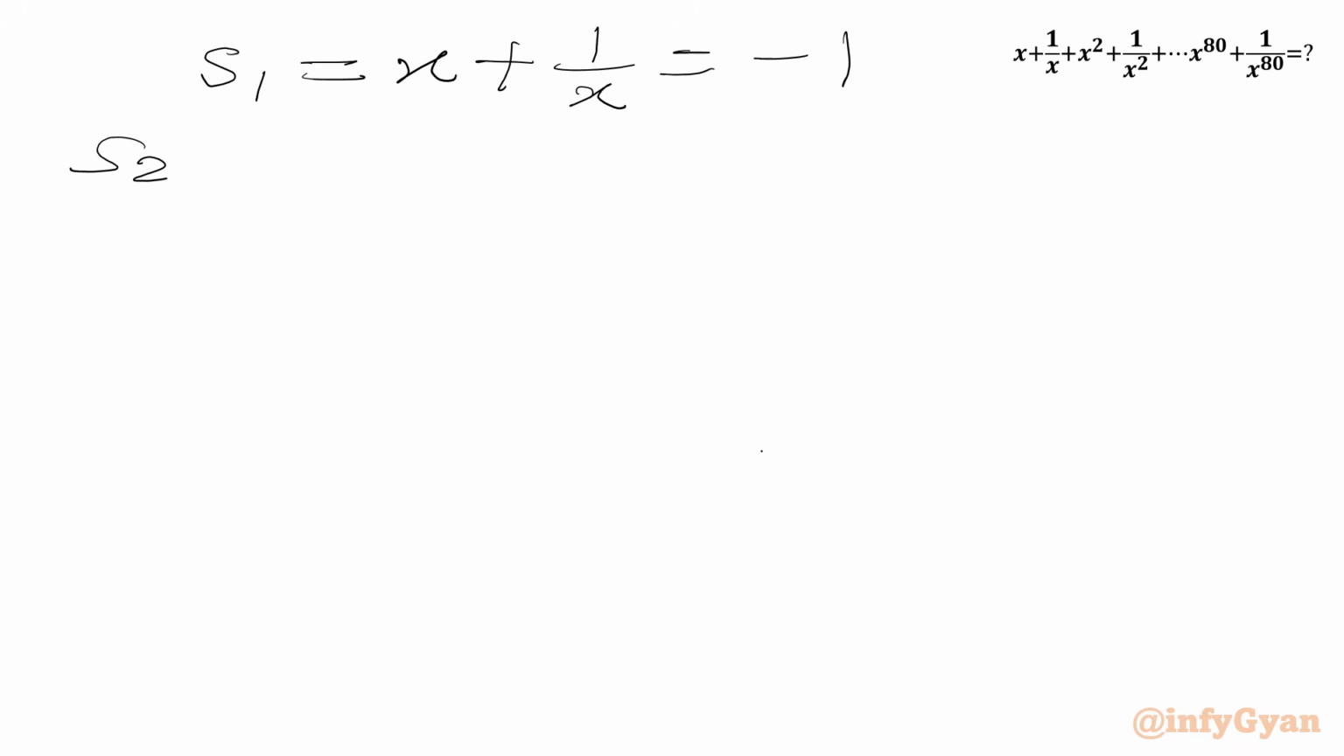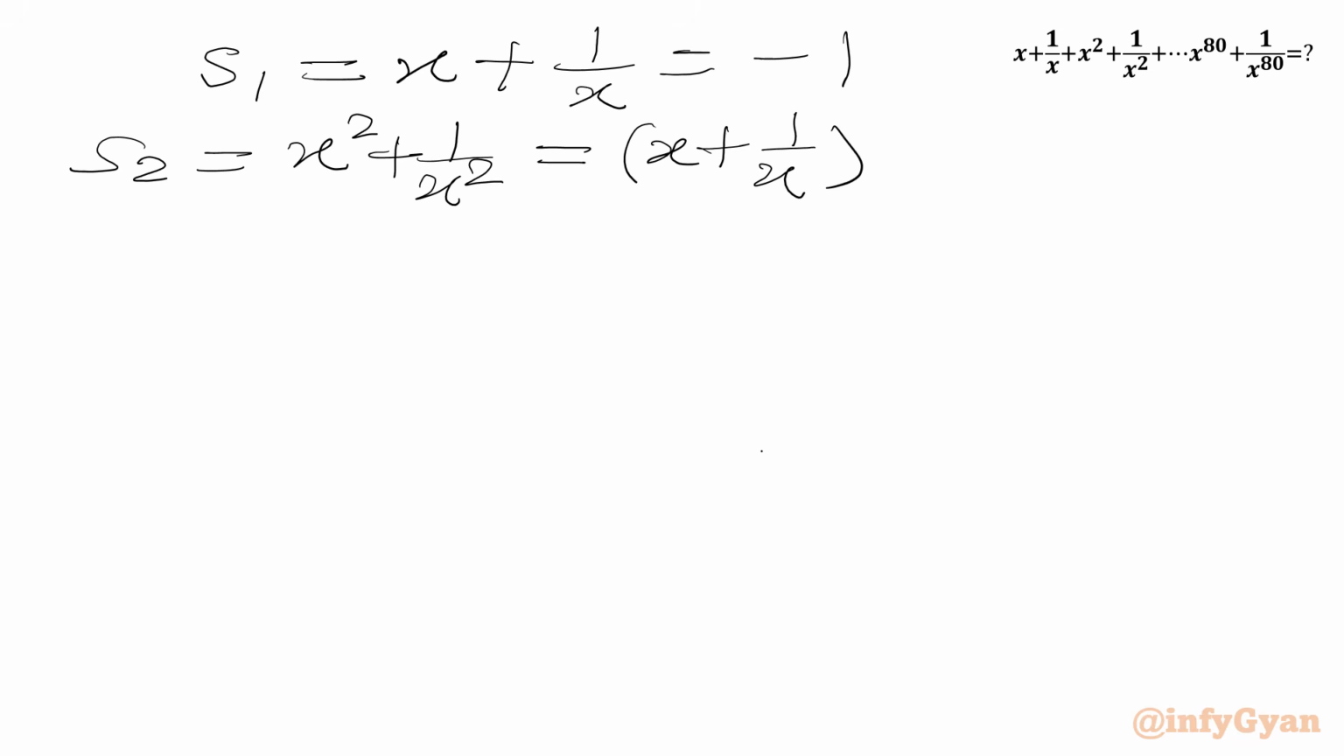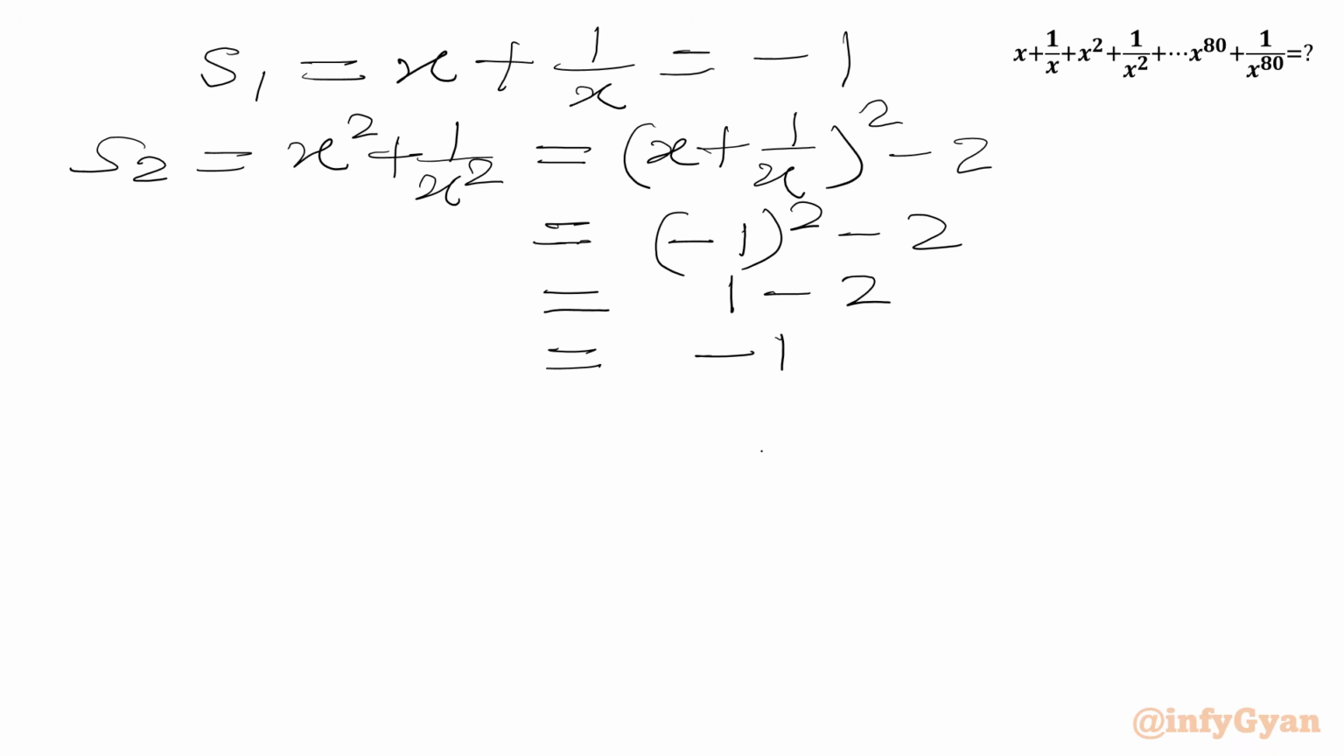Let's find S2. S2 is x square plus 1 over x square. Using the algebraic formula, this will be equal to x plus 1 over x whole square minus 2. Now x plus 1 over x is minus 1, so we can write minus 1 whole square minus 2. Minus 1 whole square is plus 1, minus 2. So S2 is coming out minus 1. S2 is minus 1. S1 is minus 1.